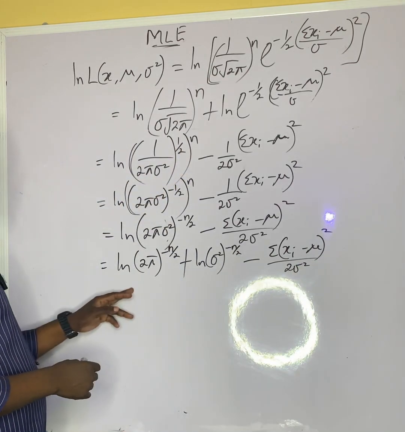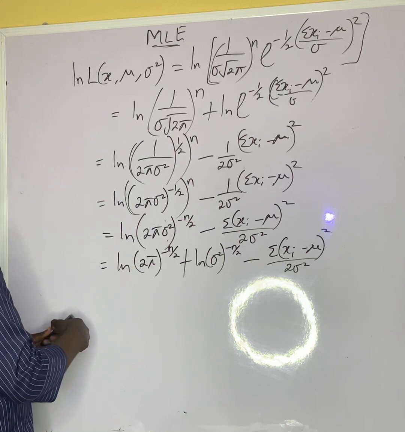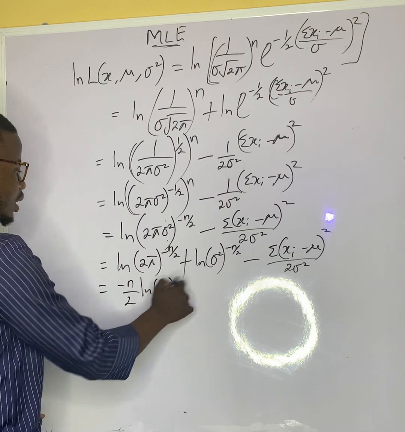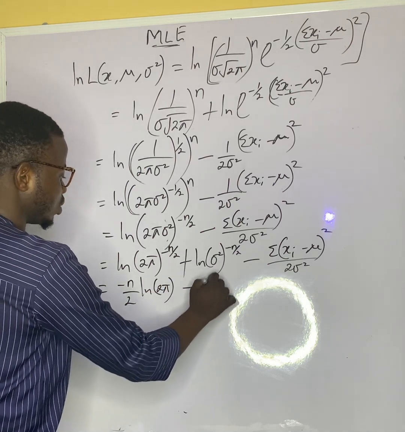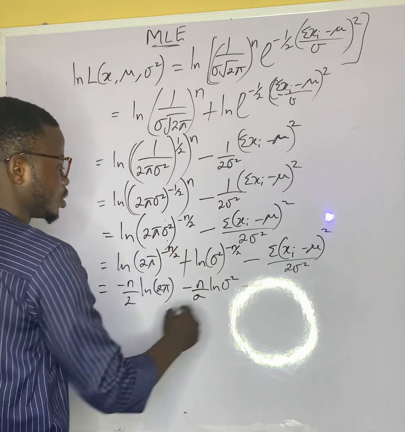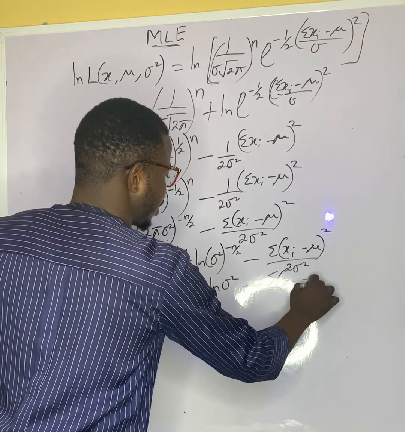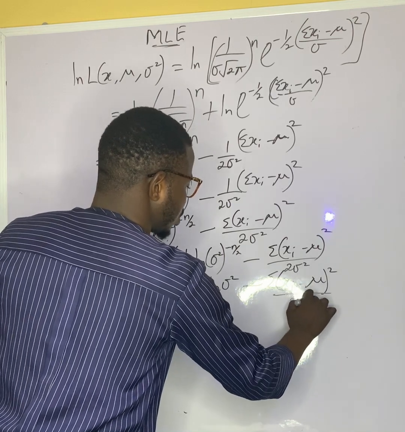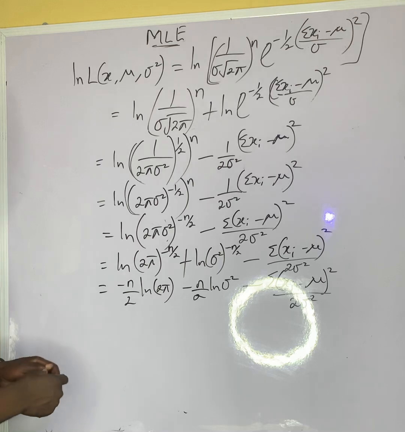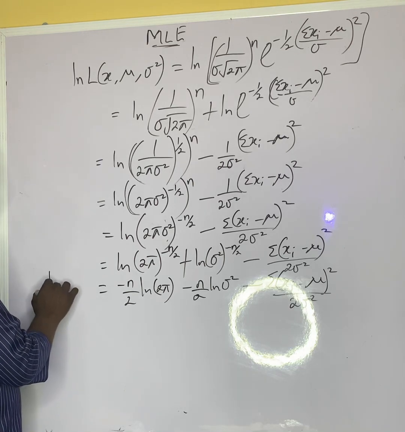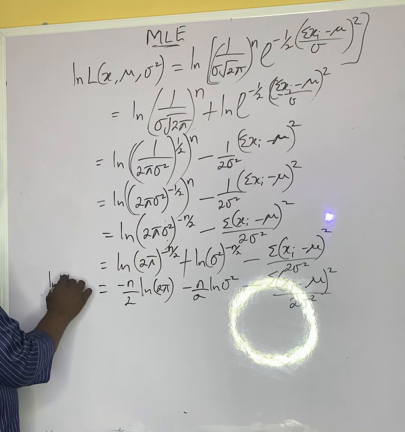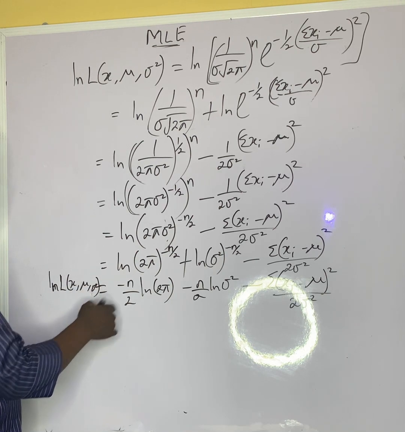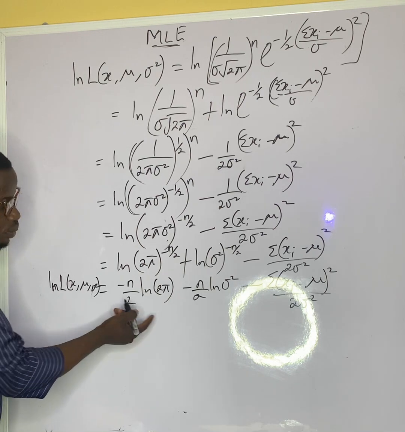Now from here we can bring the power down. So this one will become minus n over 2 ln of 2 pi, then minus n over 2 ln sigma square, minus summation (xi minus mu) all squared over 2 sigma square. So after finding the log of both sides, we have something like this. So the log is equal to this. So now let's differentiate with respect to mu.